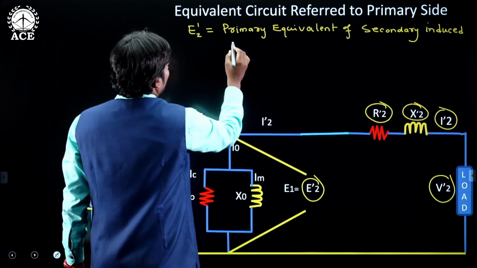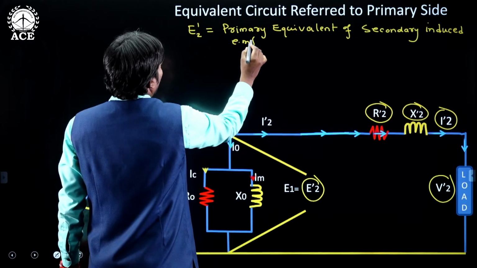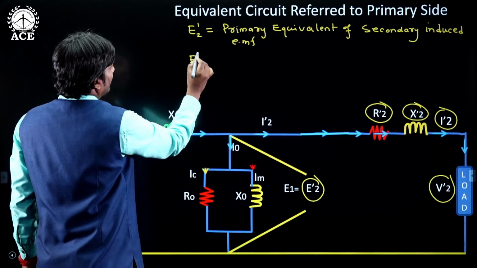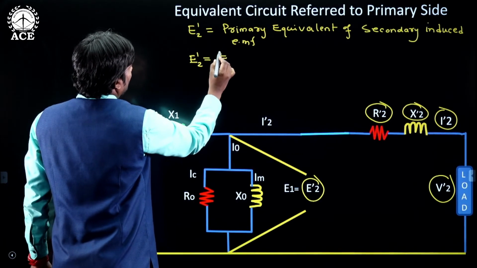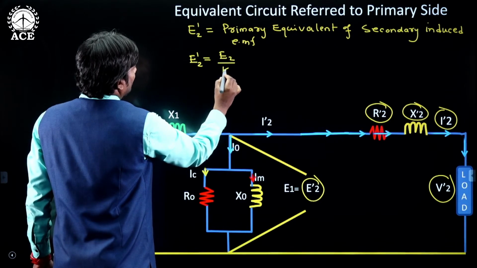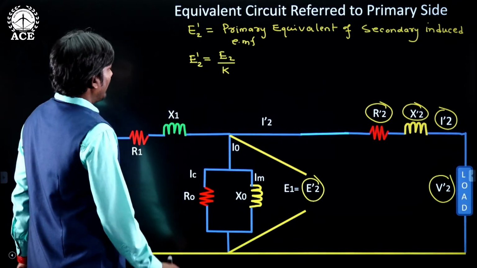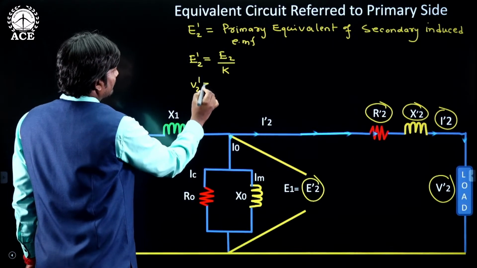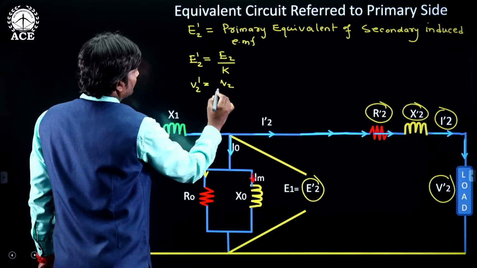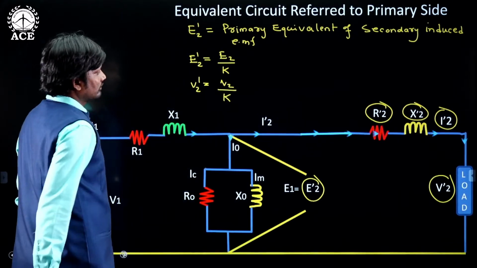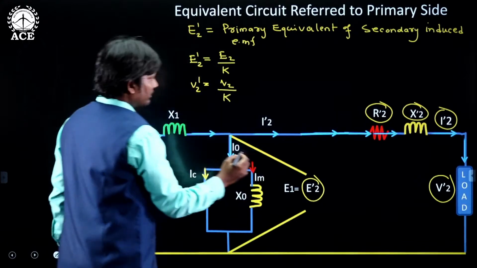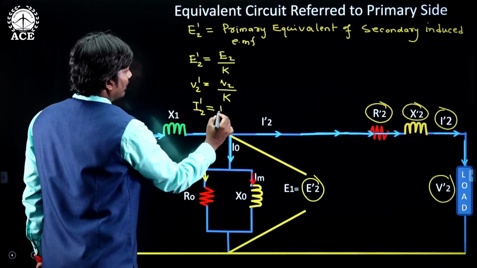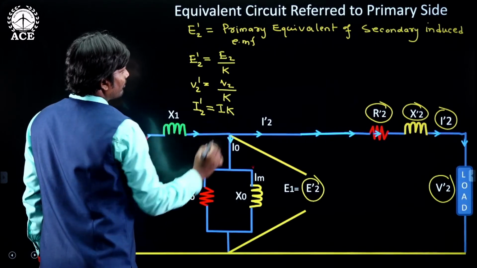Induced EMF. Therefore, E2 dash is equal to E2 by K, and V2 dash is equal to V2 by K, and I2 dash is equal to I2 into K.